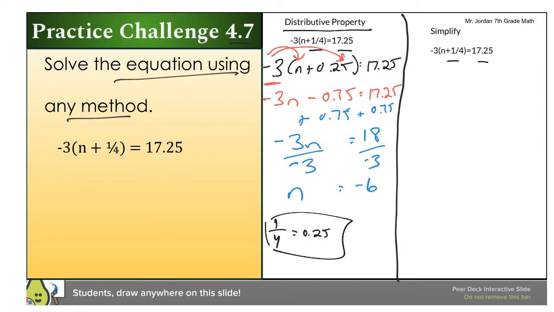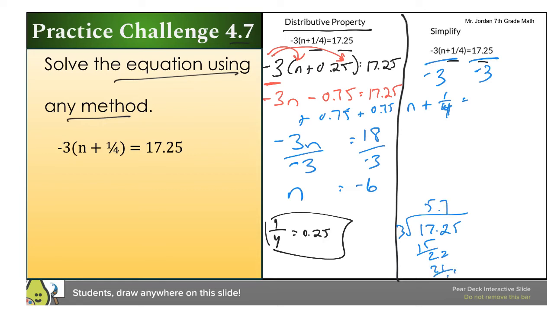Now, if I simplify this, I'm going to divide both sides by minus 3. So this is going to leave me n plus 1/4, which seems easier. But when I have 17.25, then I'll need to possibly use a calculator or really work it out. 17.25 divided by 3, it's 5.75.